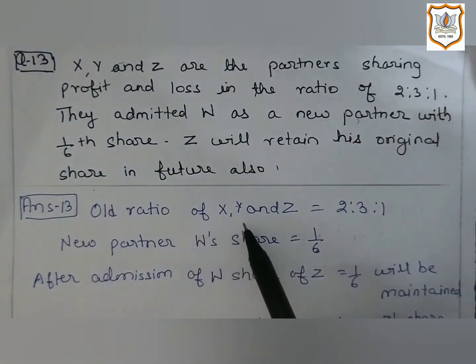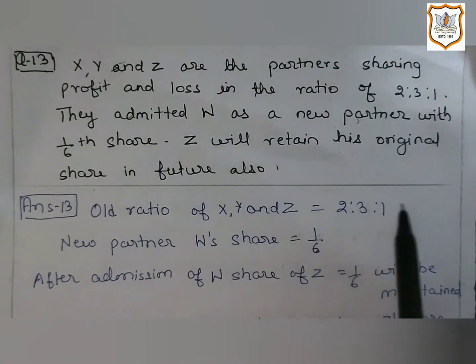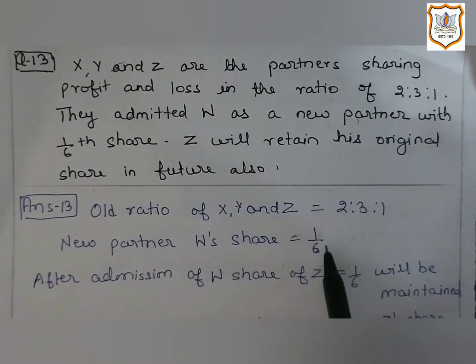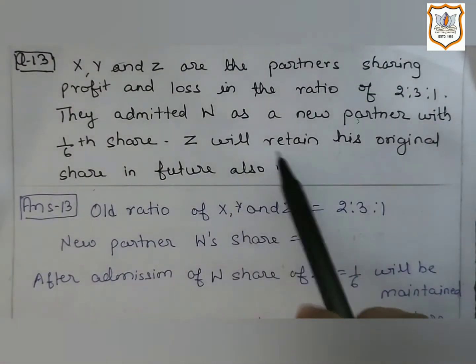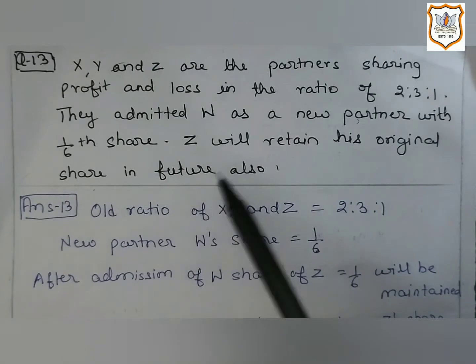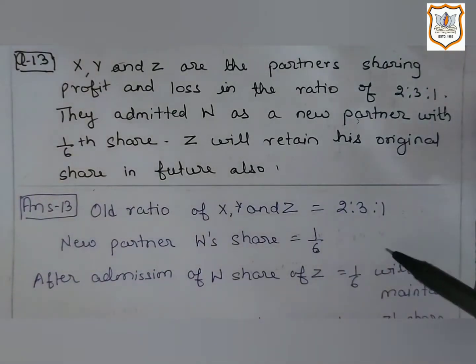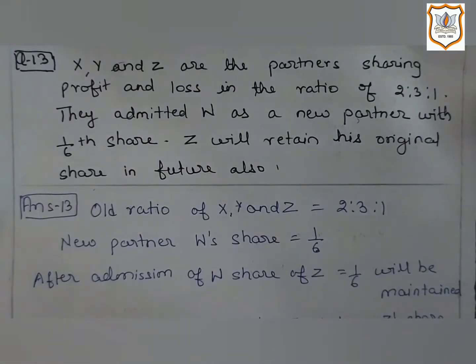The old ratio of old partners is given, that is 2 is to 3 is to 1. Then the new partner's share is given, that is 1/6. And it is given that Z will retain his original share in future also. That means after admission of W, the share of Z will remain 1/6. He might not be sacrificing for the new partner, that's why his share will remain the same in future also.